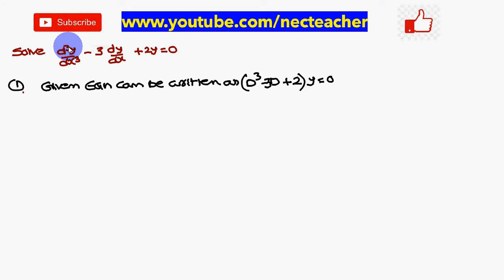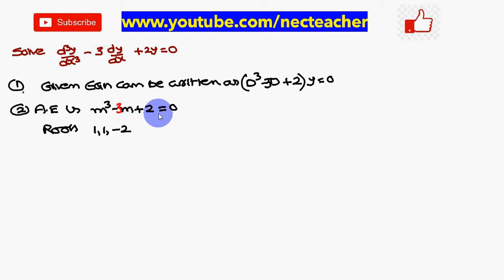That means d cube y by dx cube can be written as capital D cube y, so D cube y I have taken common. So the auxiliary equation is, in place of D you substitute m: m cube minus 3m plus 2 is equal to 0. If you solve it, you are going to get 1, 1, minus 2. These are the roots we are going to get.